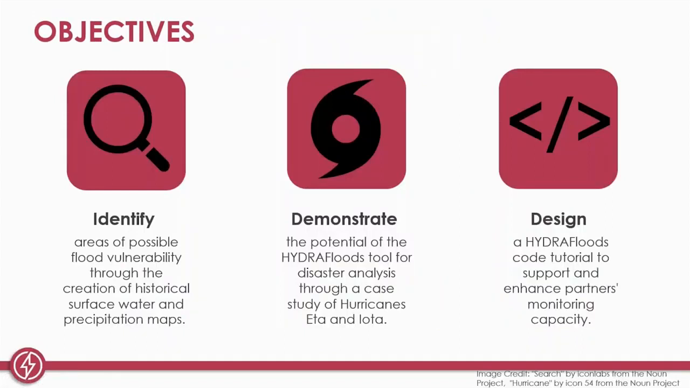With all this information in mind, we set out 3 key objectives, one of which we'll focus on for this overview of the application of HydroFloods. First, our goal was to identify areas vulnerable to flooding by producing surface water and precipitation maps. Second, we conducted a case study analysis of hurricanes Eta and Iota to demonstrate the applicability of HydroFloods for disaster monitoring in the region. Lastly, we generated a step-by-step guide to support our partners in replicating the steps performed in our analysis using HydroFloods. For today's discussion, we'll primarily be focusing on the case study analysis to demonstrate the application of HydroFloods.